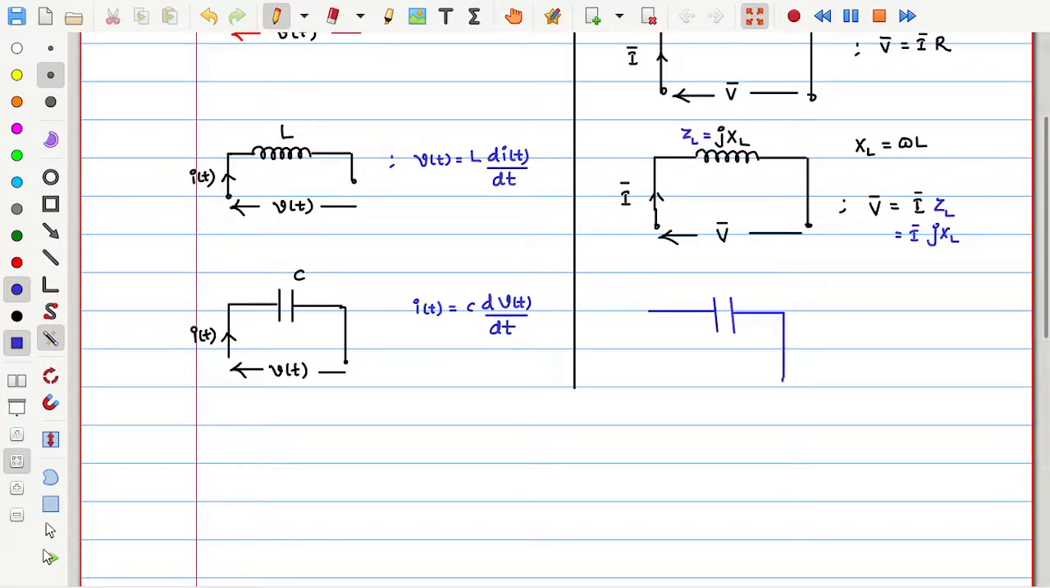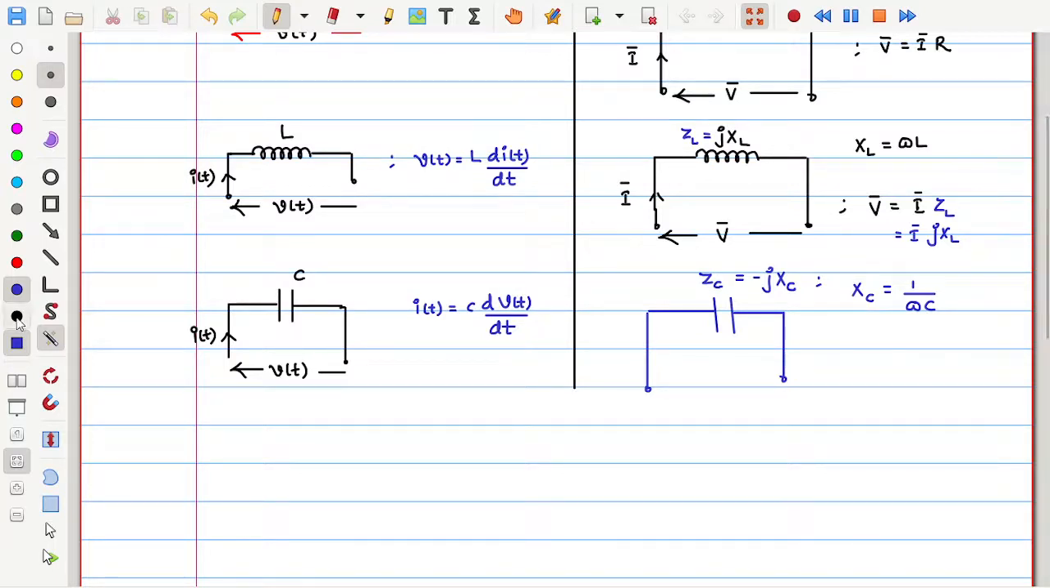If we have a capacitor of capacitance C, its equivalent in the frequency domain can be represented by the impedance ZC, which is equal to minus jXC, where XC is referred to as the capacitive reactance, which is equal to 1 by omega C.